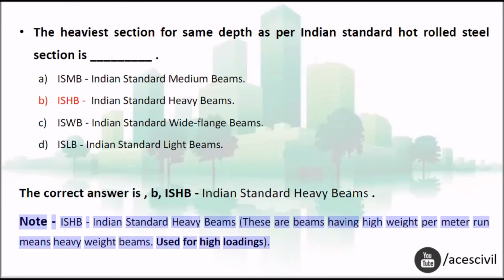Note: ISHB Indian Standard heavy beams. These are beams having high weight per meter run, means heavy weight beams. Used for high loadings.